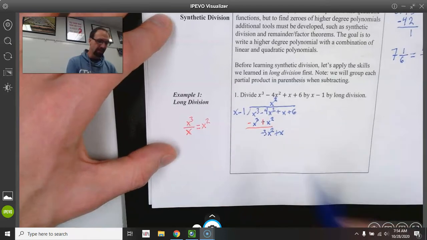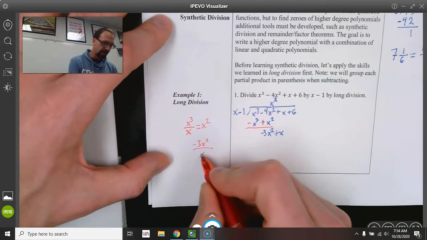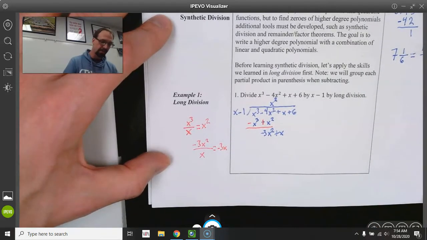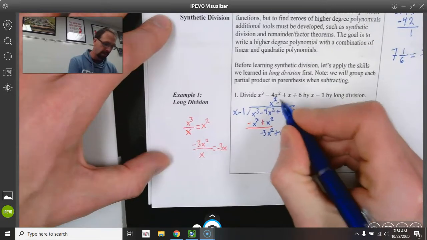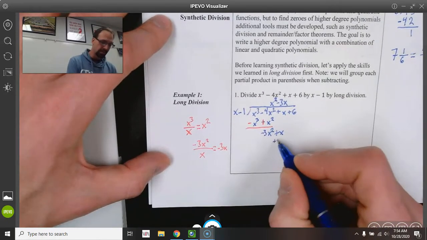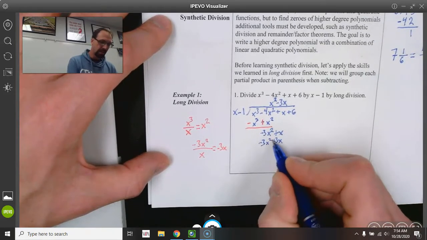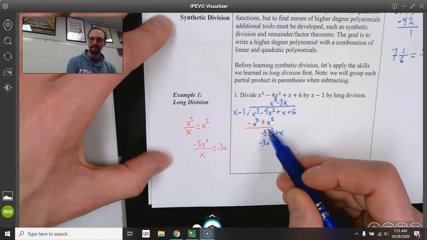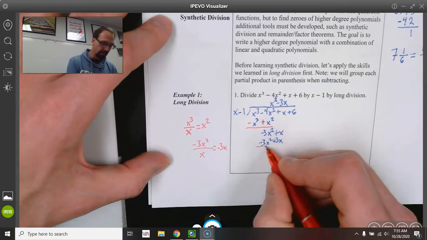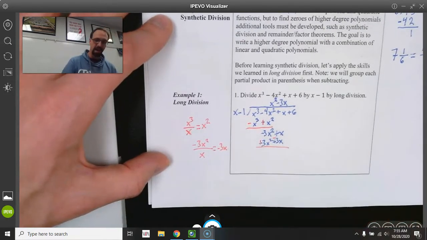X goes into negative 3x squared how many times? Again, negative 3x squared divided by x is going to be negative 3x. So negative 3x is a linear term, so it will go right here, negative 3x. Negative 3x times negative 1 is a positive 3x. Negative 3x times x is a negative 3x squared. And what you should see when you go through is the exact same thing here before we subtract. Again, when we subtract, we change the signs. So this negative 3x squared becomes a plus 3x squared, and this positive 3x becomes a minus 3x.